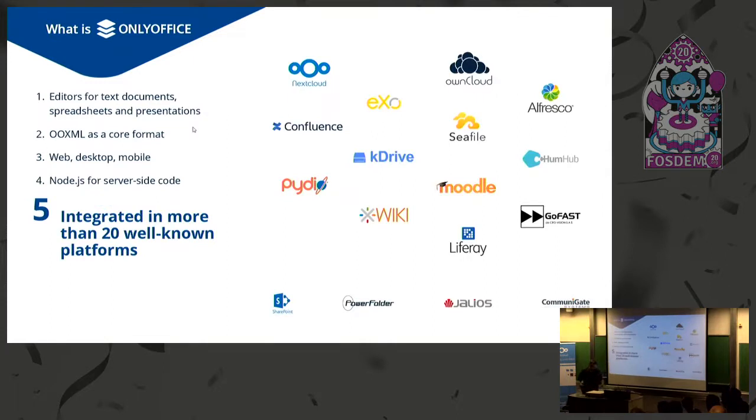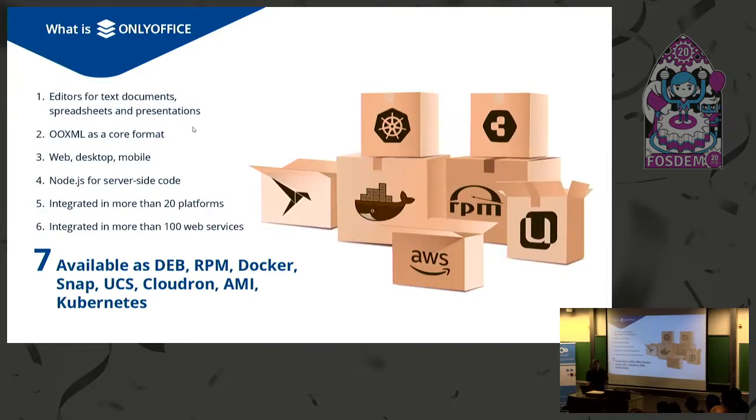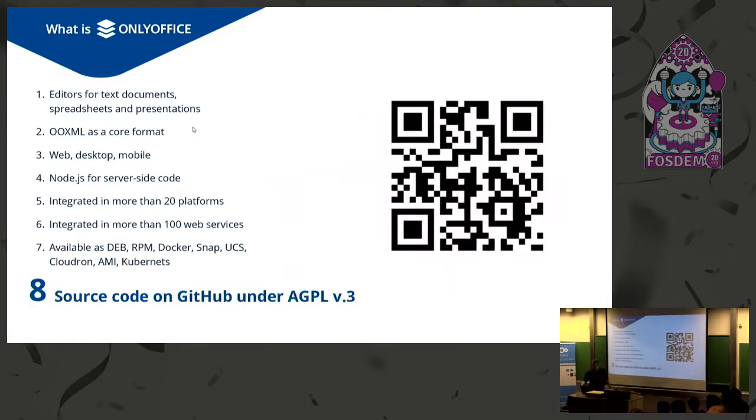And what's very important, ONLYOFFICE is already integrated in more than 20 well-known platforms and in more than 100 web services worldwide. ONLYOFFICE is available as different packages, so as Docker container, Snap, Univention server, Cloud Run, Amazon Image, and many others. And of course, our source code is available on GitHub.